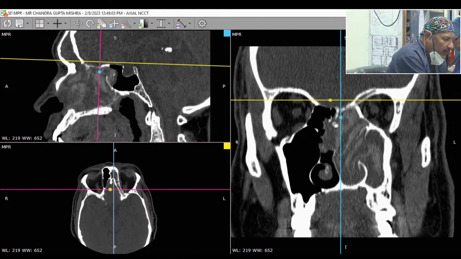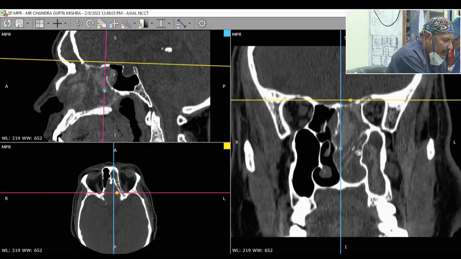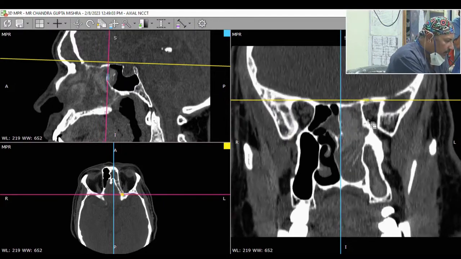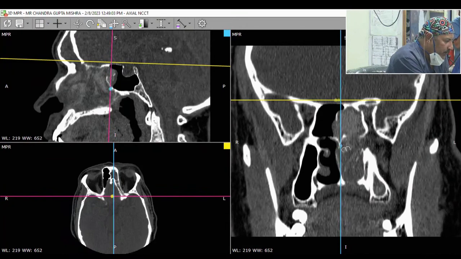See this ballooning of the allergic fungal mucin, pushing the septum to the opposite side. This is all ballooning. It is not perforating. And now as you go behind, see the entire posterior ethmoid is covered. See the big cells in the posterior ethmoid, no septations, all hyperdense material. Now the sphenoid comes.